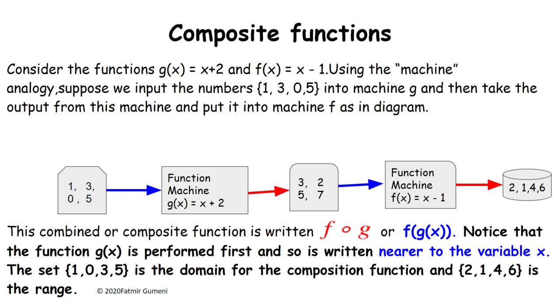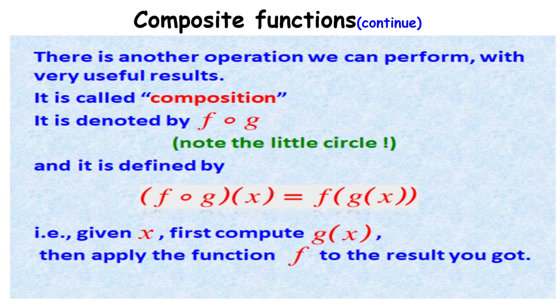We input 1, 3, 0, 5 into the machine g of x equals x plus 2 and obtain the output 3, 2, 5, 7. This output we input into the machine f of x equals x minus 1 and obtain the final output 2, 1, 4, 6. This combined or composite function is written f circle g, or f of g of x. Notice that the function g of x is performed first and so is written nearer to the variable x. The set 1, 0, 3, 5 is the domain for the composite function and 2, 1, 4, 6 is the range.